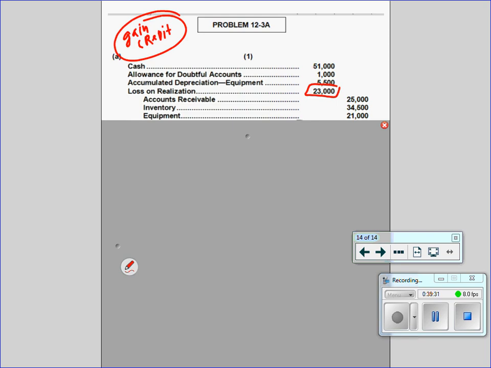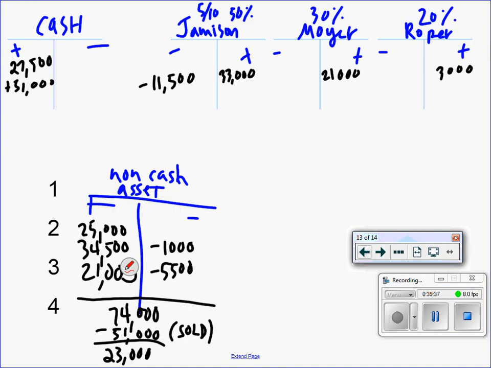I got a little ahead of myself. That was number one. Number two is, okay, all these partners now are sitting here with balances, but they have to share that loss. Not equally, 50, 30, 20. Okay, so Jameson had 11,500 because 23,000 times 5/10 or 50% is 11,500. The other partner is 6,900 of a loss, because that's 30% of the loss, and the last one is 4,600.